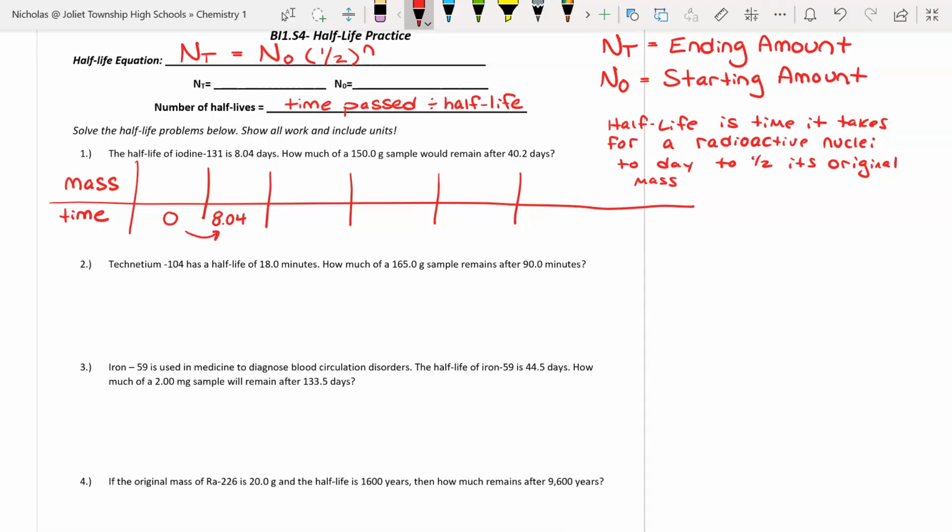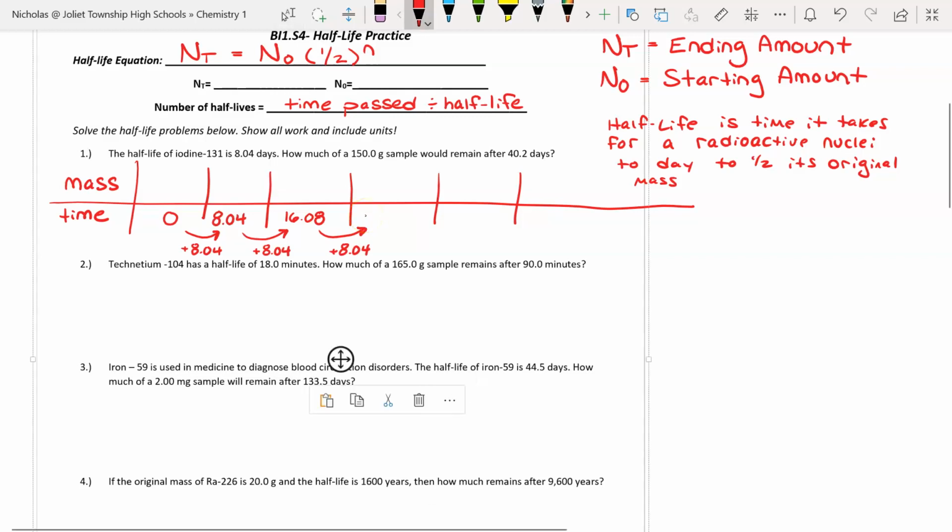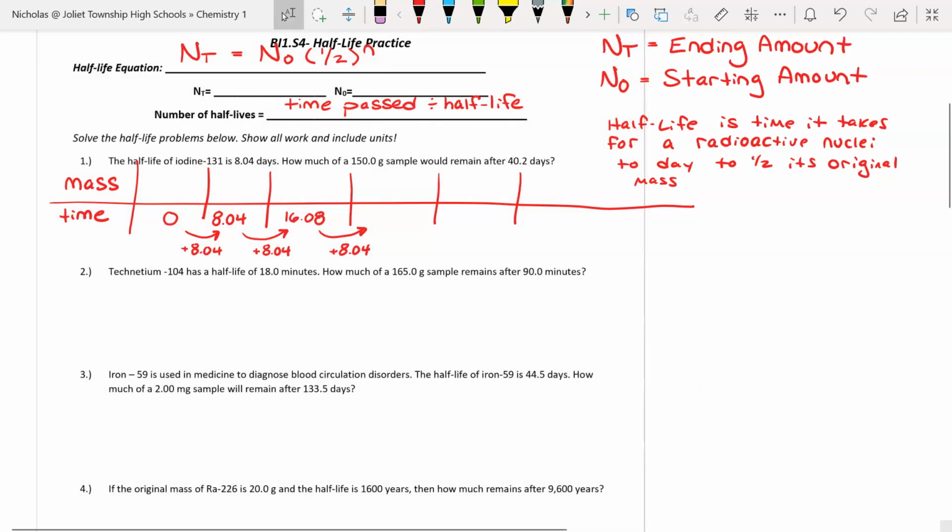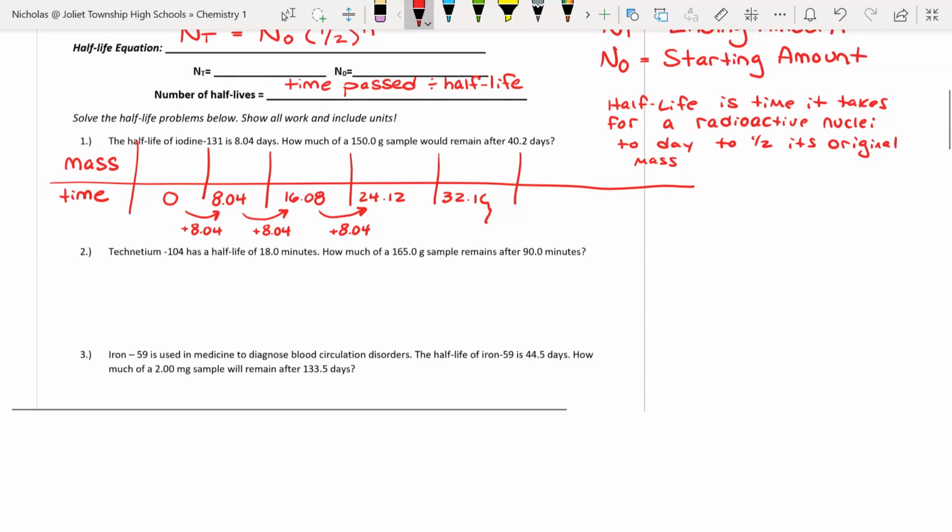So from 0 to 8.04, I added 8.04. To go from my second column to the third column, I'm going to do the same thing. I'm going to add 8.04. So here this will be 16.08. And I'm just going to keep repeating this process a couple times. Now I happen to know how many columns there's supposed to be because I have the key in front of me. But if you didn't, you could go out a couple of columns and see if you have enough, and if not, you can always keep adding.